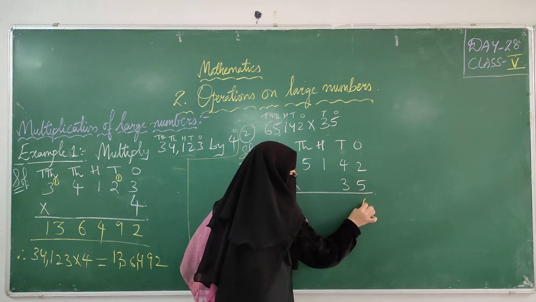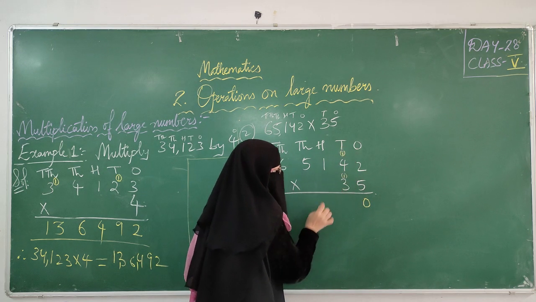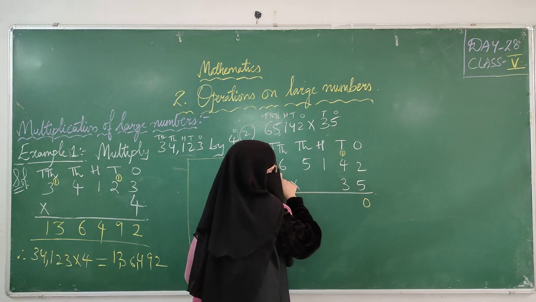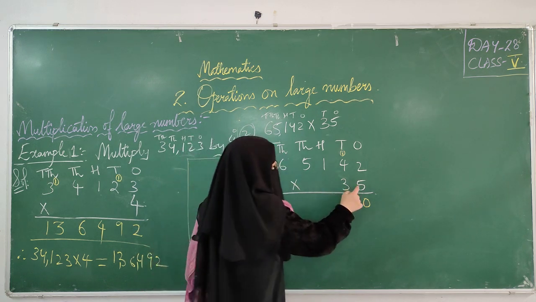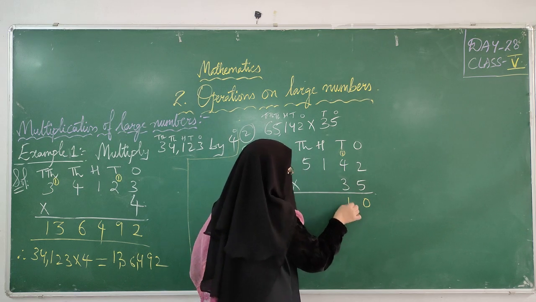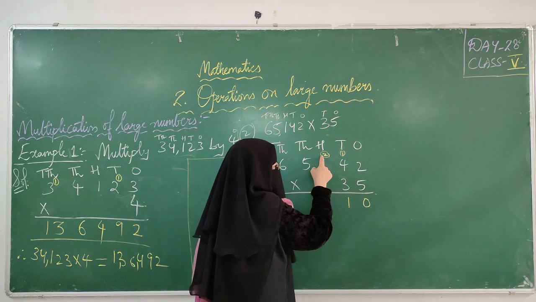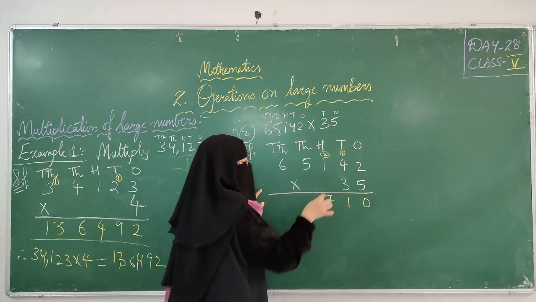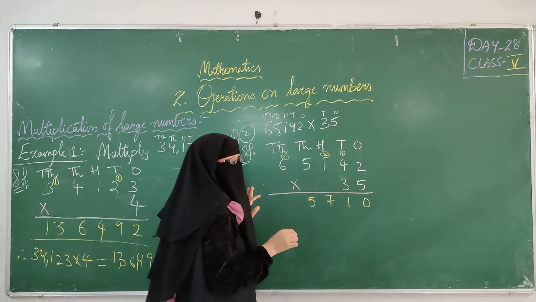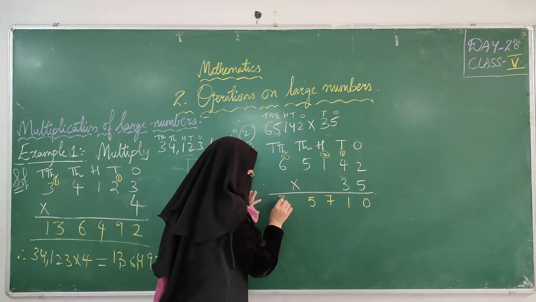5 twos are 10. 0 I am keeping here. I am sending 1 carry. Don't send 1 carry here, because you are multiplying these numbers first with 5. First you multiply the whole number with 5. Okay, 5 4s are 20, 20 plus 1, 21, 1 I am writing, 2 I am sending carry. Okay, 5 1s are 5, 5 plus 2, 7. 5 5s are 25, 5 I am writing, I am sending 2 carry. Okay, 5 6s are 30, 30 plus 2, 32.